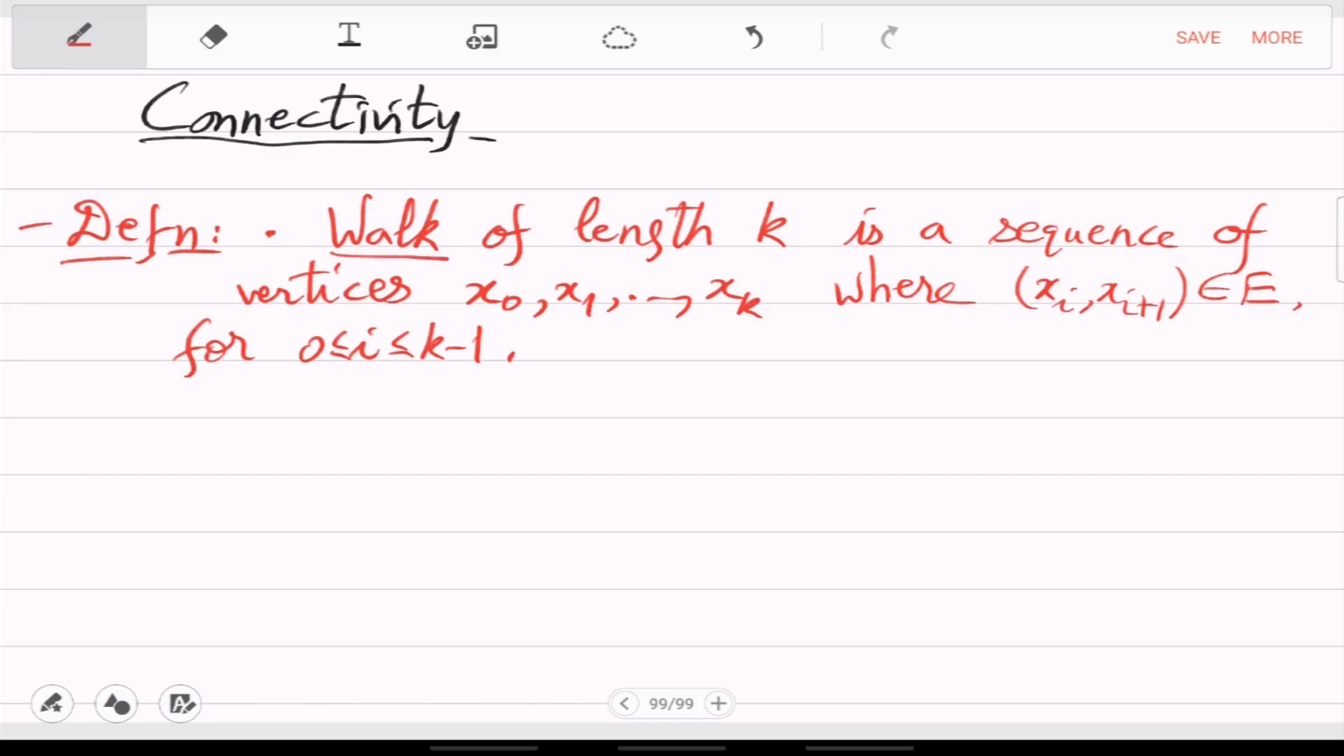So, you can see this as a physical walk, but mathematically what you can say is: if you have a k plus 1 tuple of vertices where every consecutive vertex you can reach by an edge, there is an edge, then we say that the k plus 1 tuple is a walk. That's what we are formally saying here.